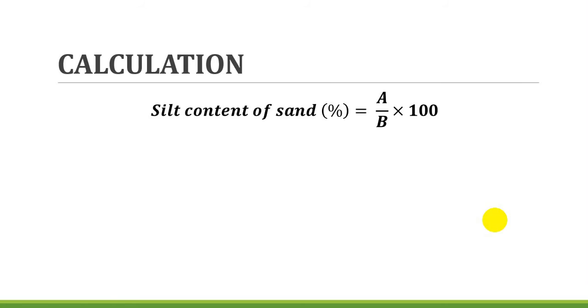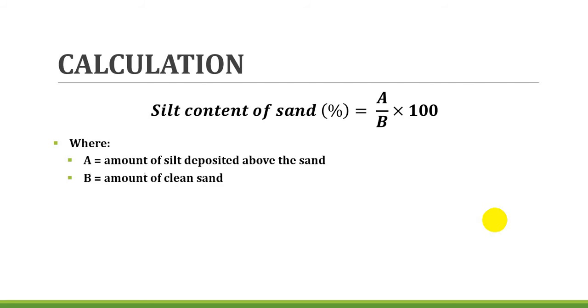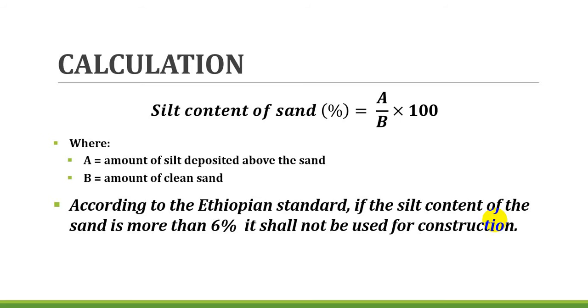For the calculation part, as you see, the formula for silt content of sand in percentage is equal to A over B times 100, where A is the amount of silt deposited above the sand. As you see in the procedure part, the silt will be above the clean sand, and B is the clean sand amount. According to the Ethiopian standard, if the silt content of the sand is more than 6%, it shall not be used for construction purposes. It must be washed, or we will make other suggestions.